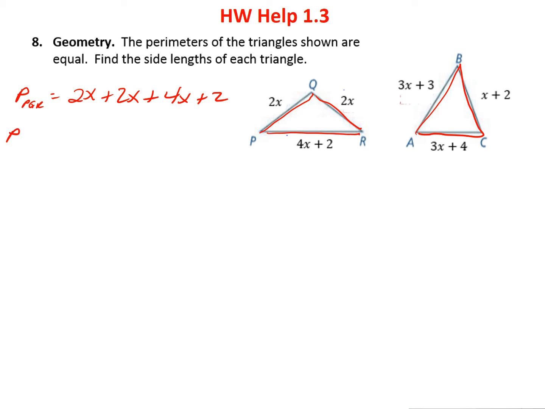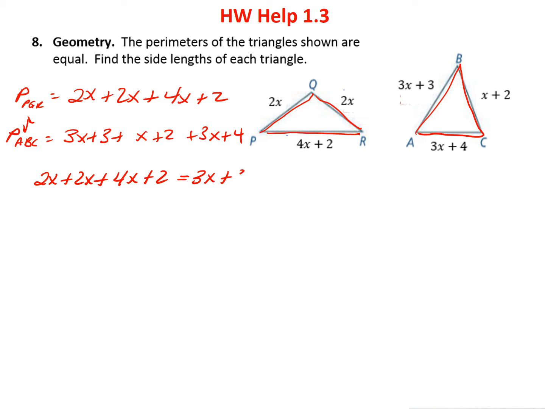And the perimeter of ABC, add them up, is 3x plus 3 plus x plus 2 plus 3x plus 4. And then they tell us that these two are equal. So let's set them equal. Let me write it all out here again. First one, 2x plus 2x plus 4x plus 2 equals 3x plus 3 plus x plus 2 plus 3x plus 4.